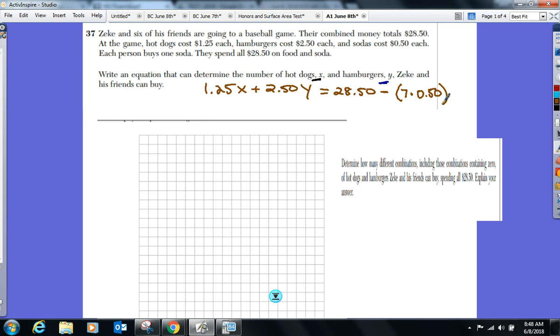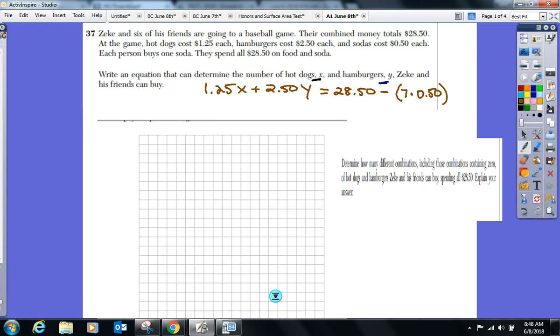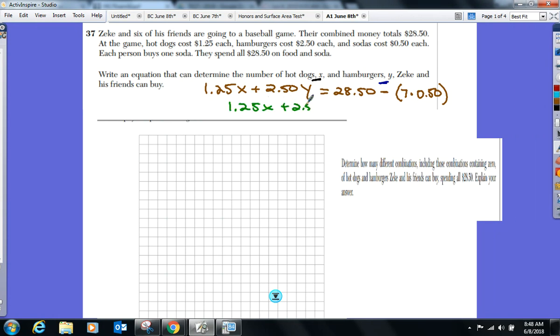Everyone see why? Okay. So the hot dogs plus the hamburgers, not $28.50. I needed to subtract out the 7 sodas at 50 cents a piece. So now let's rewrite this equation. 1.25x plus 2.50y equals, now how much did they spend on hamburgers and hot dogs? $25 after you subtract out the 7 sodas. Okay, so it's $25 total.